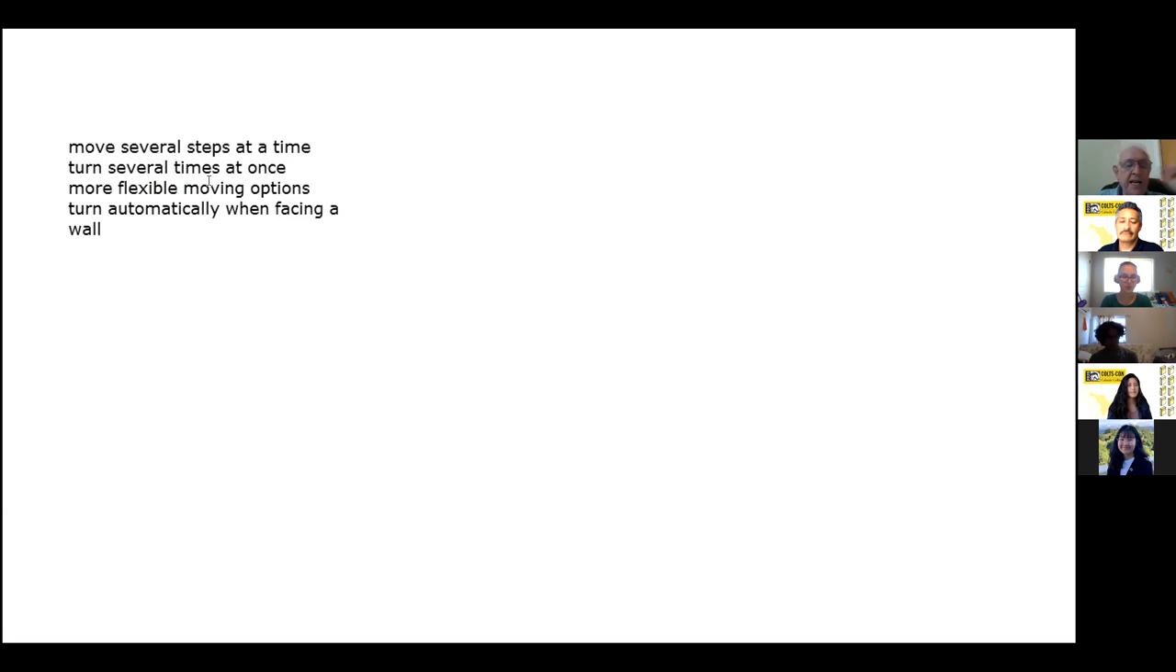Okay, and so one challenge for programming is once we learn a computer language, we're stuck living in that world. So we're living in the world of the mouse. All the mouse can do is move and turn. We would like to move several steps at a time, but that's not an option. Or we'd like to move forward and backward, and that's not an option.